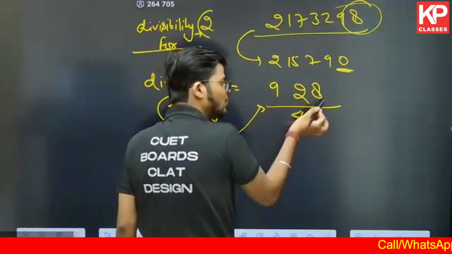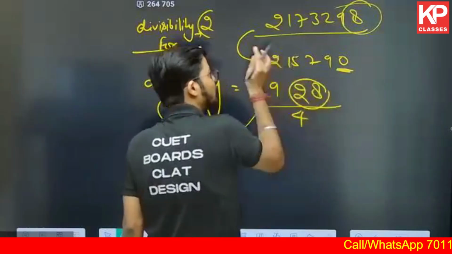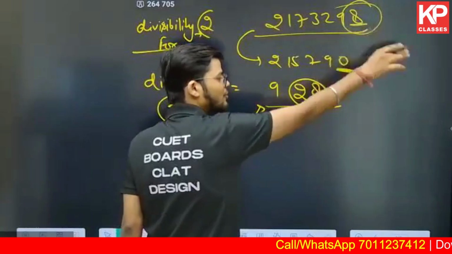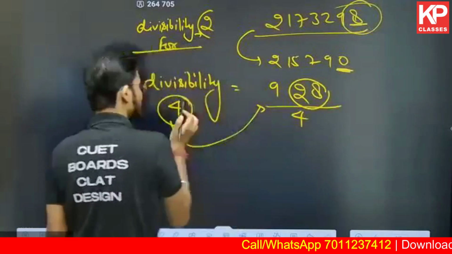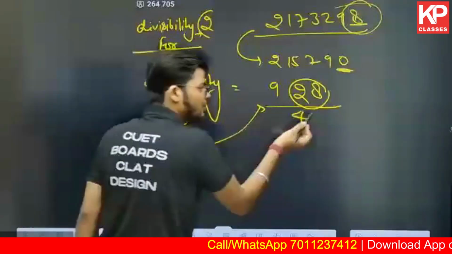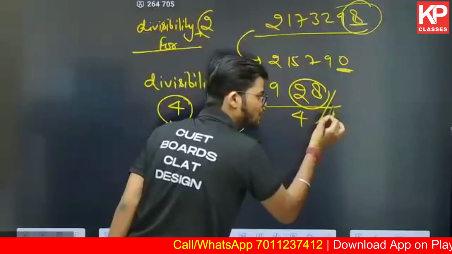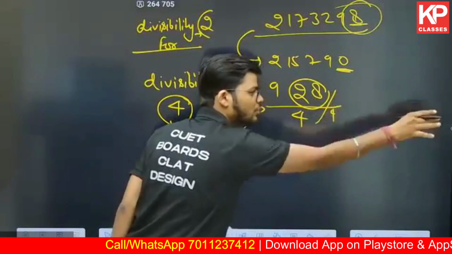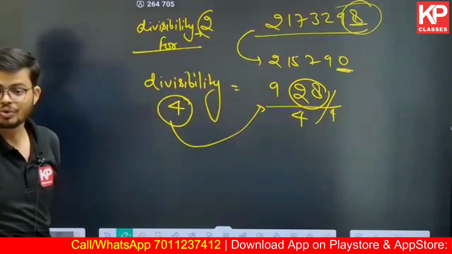Now, in this case, the rule is that if we need to check the divisibility for 2, we will divide the unit digit by 2 and we'll check it. If you are finding out divisibility for 4, we will divide the last 2 digits by 4, and if the last 2 digits of a number are divisible by 4, the whole number will be divisible by 4. Now, how to use it?